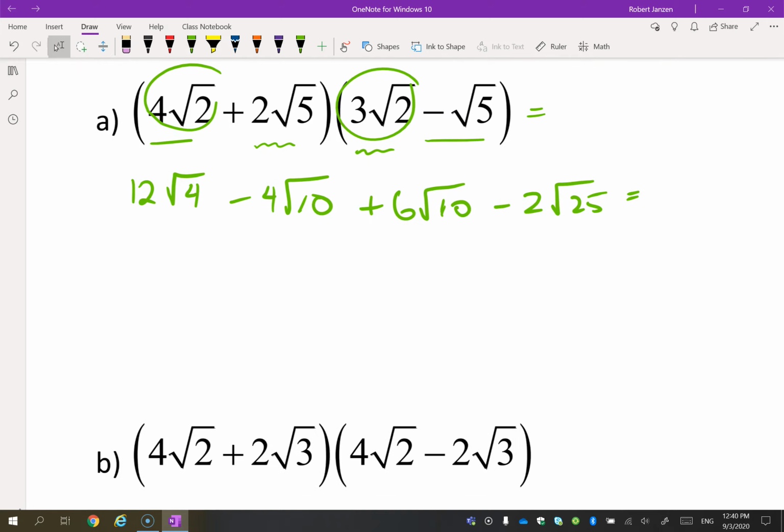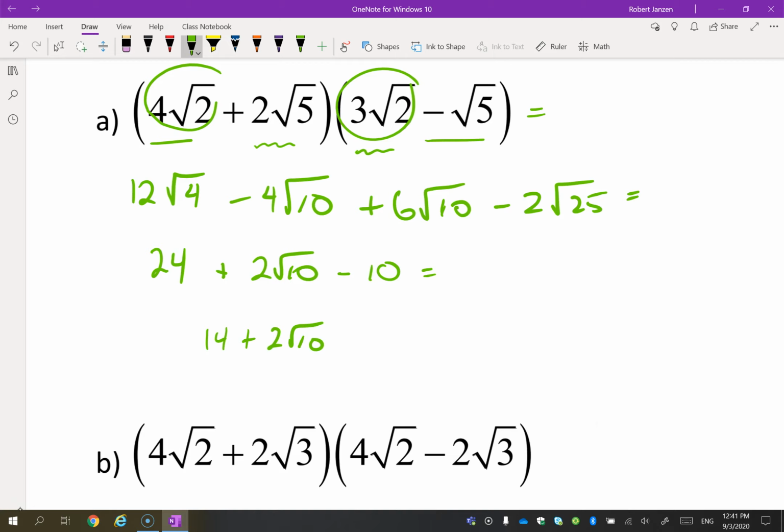Okay, now let's put this together. 12 times root of 4. Root 4 is 2, so this is 24. Plus 2 root 10 minus 10. So this is 14 plus 2 root 10.